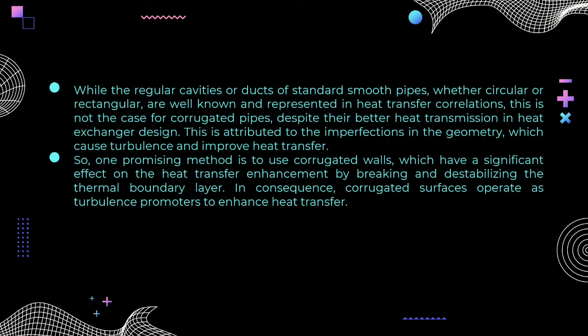So, one promising method is to use corrugated walls, which have a significant effect on the heat transfer enhancement by breaking and destabilizing the thermal boundary layer. In consequence, corrugated surfaces operate as turbulence promoters to enhance heat transfer.